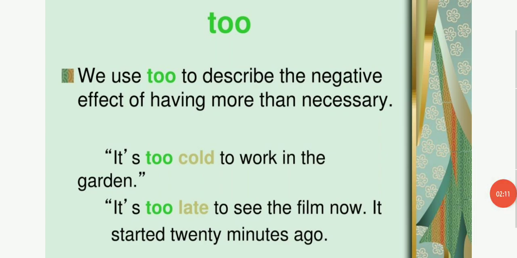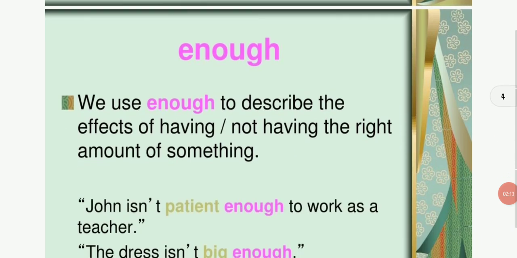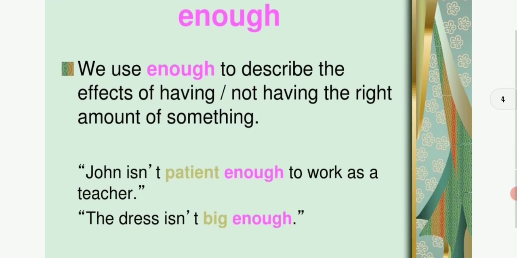So let's continue here and see "enough". We use "enough" to describe the effects of having or not having the right amount of something. Here "enough" is the opposite of "too". So let's have an example.